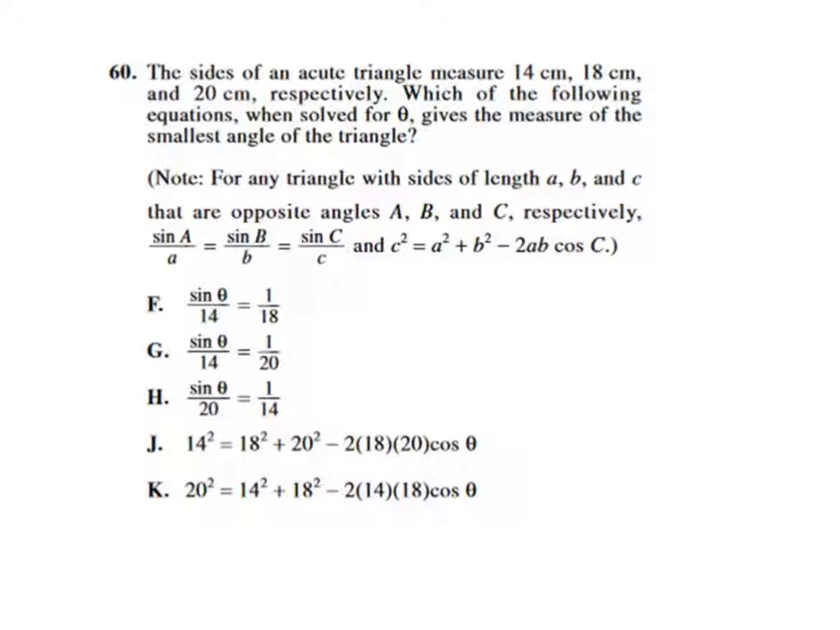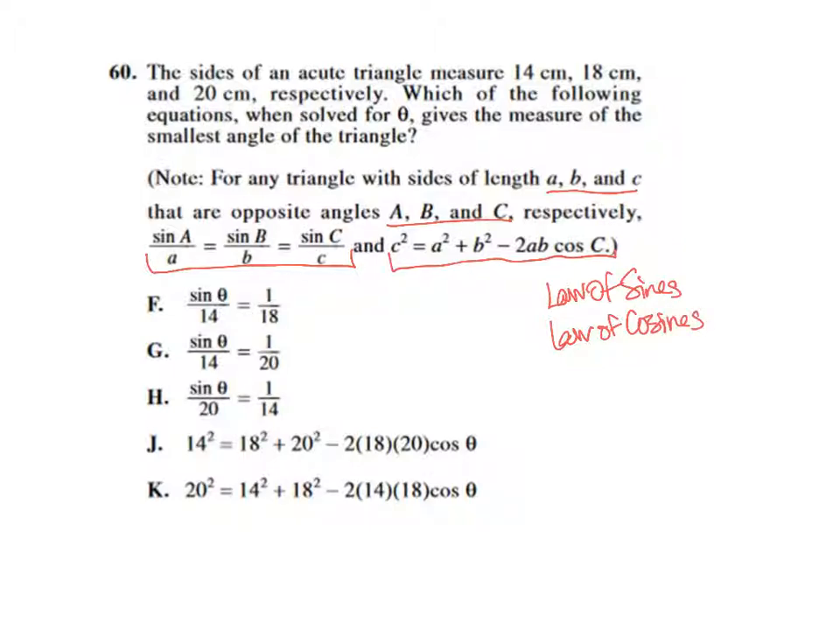Then it tells us here, note for any triangle with side lengths lowercase a, lowercase b, and lowercase c, and opposite angles capital A, B, and C, respectively, these two things would be true. You may or may not recognize them, but if you had trig, you might see that these are the law of sines and the law of cosines. On the ACT, anytime they give you a formula, you're going to use it. So I'm definitely going to be using one of these two things.